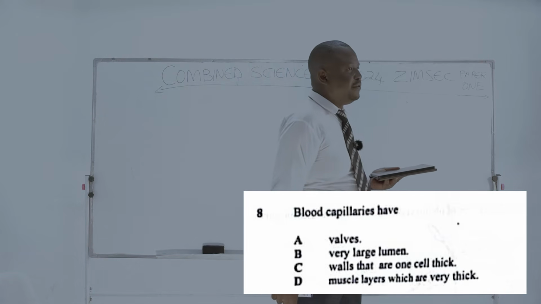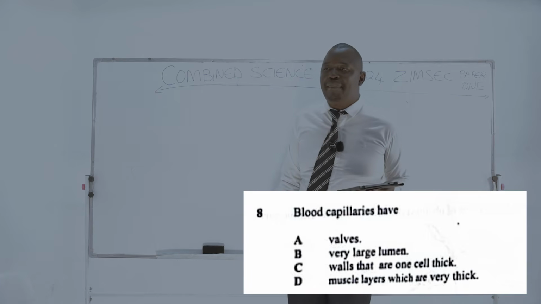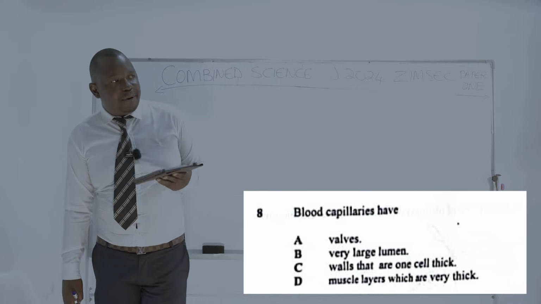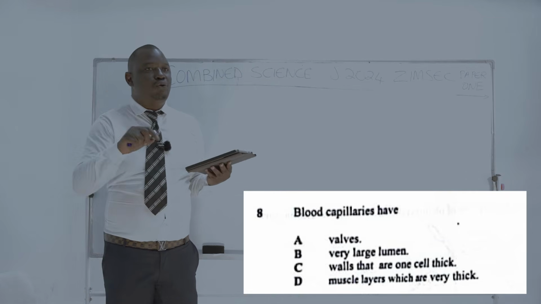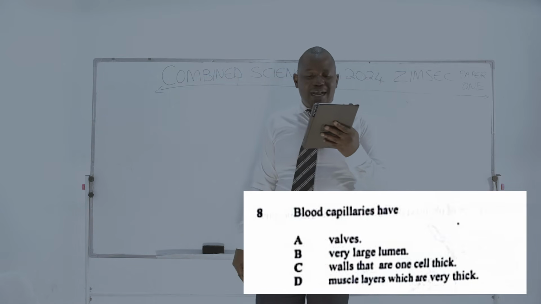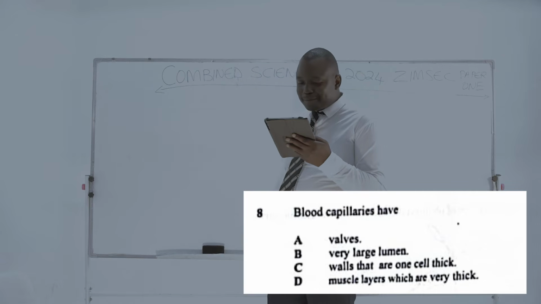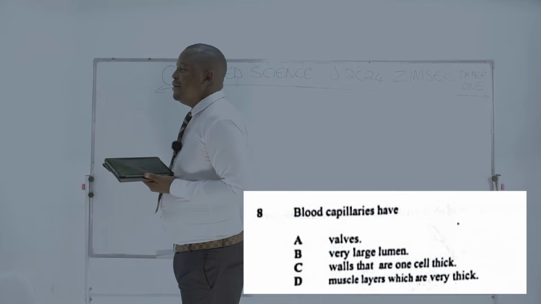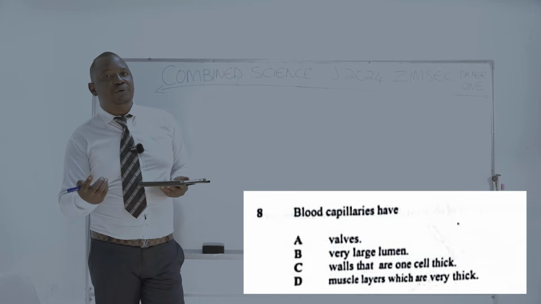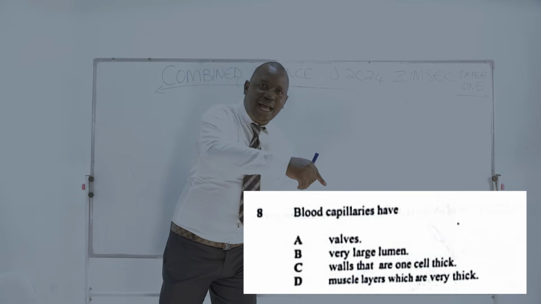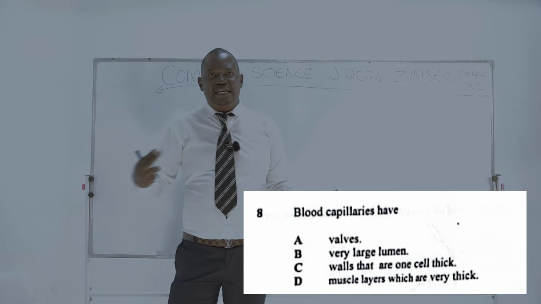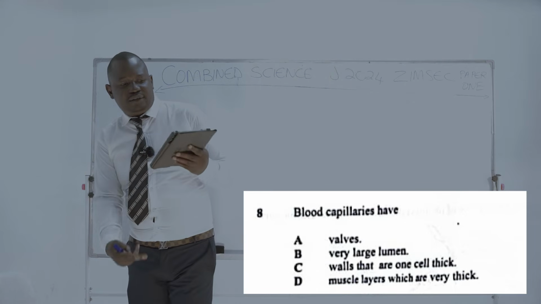Then a very large lumen is found in veins, because remember veins carry blood at low pressure. Low pressure blood flows through a larger lumen. And walls that are 1 cell thick: the capillary walls are 1 cell thick. Because the capillary is the only blood vessel which allows substances to enter into it. An artery does not allow substances to pass in directly from outside, and a vein does not allow that either.